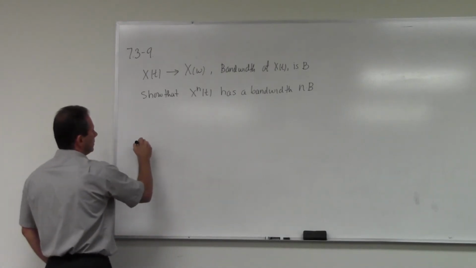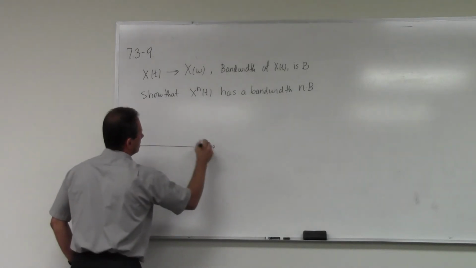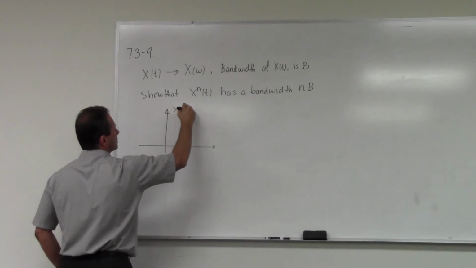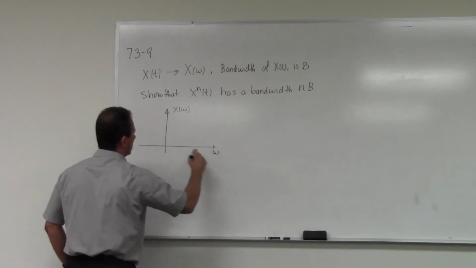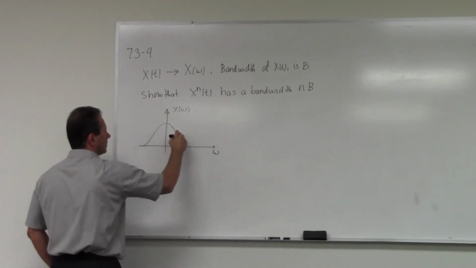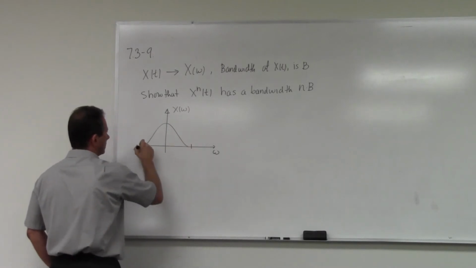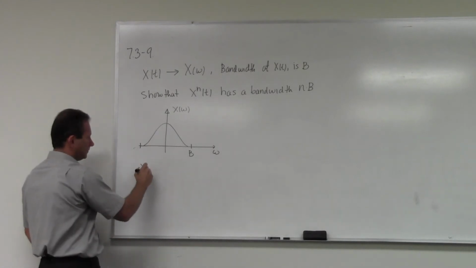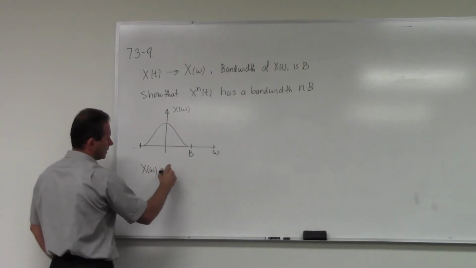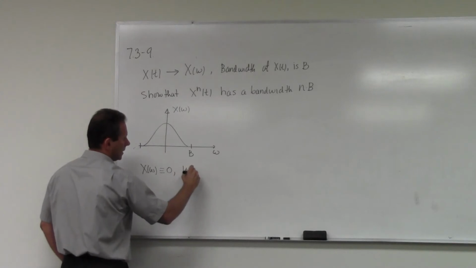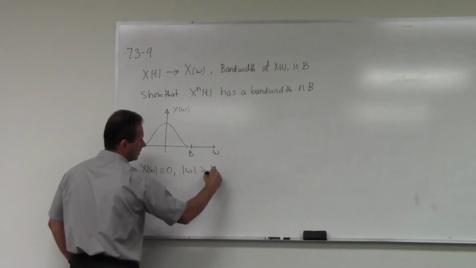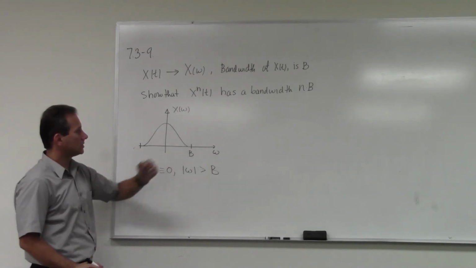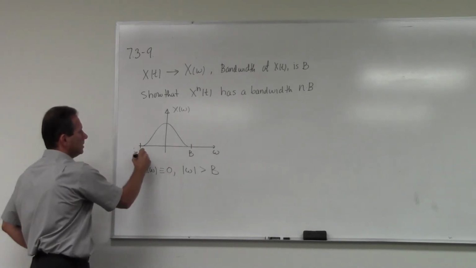We say, if you look at the Fourier transform of signal x of omega, for a lot of signals, it is possible to define some value b for which x of omega is identically equal to 0 when omega is greater than b. In other words, the signal does not have components outside of this b. B is called the bandwidth.